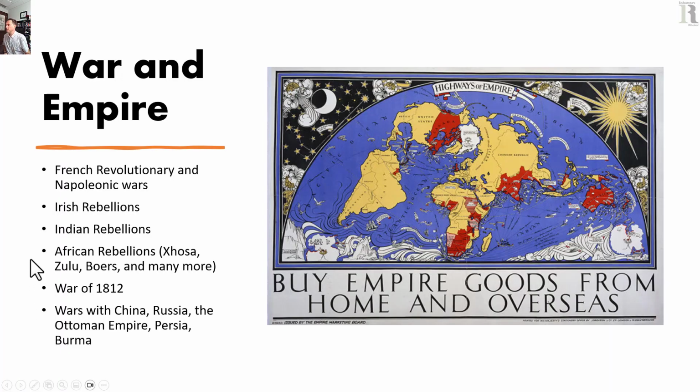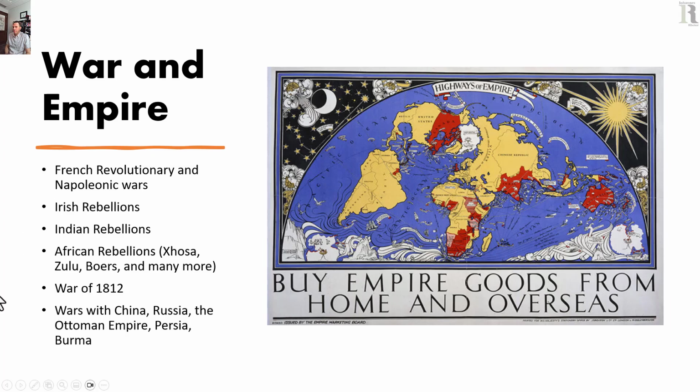And globalization is also accelerated by imperialism. In the 19th century, of course, I had a much longer list, and I ended up condensing them. We have Britain fighting in the French Revolutionary and Napoleonic Wars, many Irish rebellions, Indian rebellions, as you can see, India here is part of the British Empire, African rebellions of the Xhosa, the Zulu, the Boers, and many more. Against the U.S., there was, of course, the War of 1812, and during the Civil War, Britain was actually making money by trading with both sides of the Civil War.